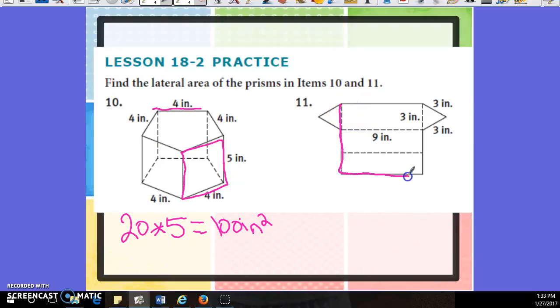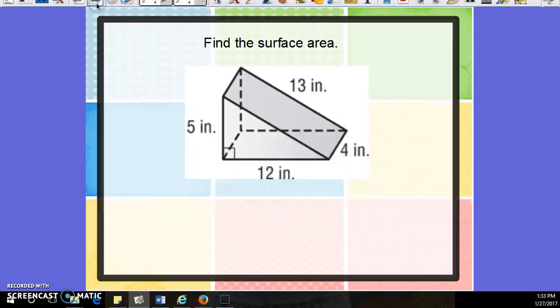For this one, these 3 would be the lateral sides. So 9 times 3 gives you 27. You have 3 of those, so 27 times 3 gives you 81 inches squared. And keep in mind, when you do lateral, you are not including the bases.